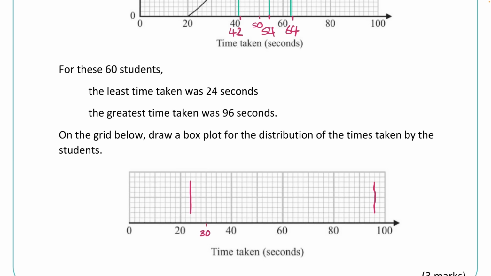We have 42, so that would go just here. We have 54, so 50 is just here. 2 squares after that, so 54. And then we also have 60 and 2 squares after that, so 64. There we go, we can join these up. That makes my box, and then we have these long parts on the outside. And there we go, there is my box plot.